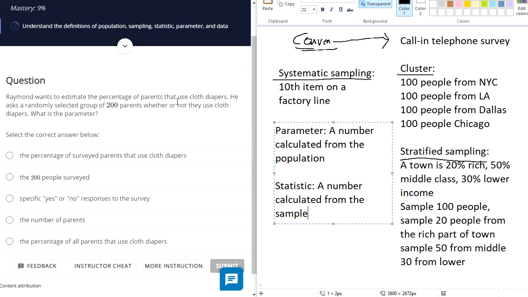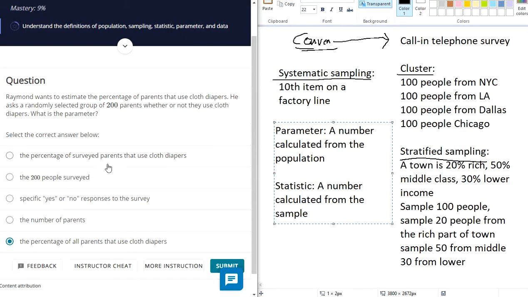Percentage of parents that use cloth diapers. So the parameter he or she is trying to estimate is the population percentage of parents that use cloth diapers, right? Raymond uses a sample to try to estimate the population percentage. So anything that came from the sample would be a statistic. But the question is, what is the parameter? What are they trying to estimate in the population? The percentage of all parents that use cloth diapers.